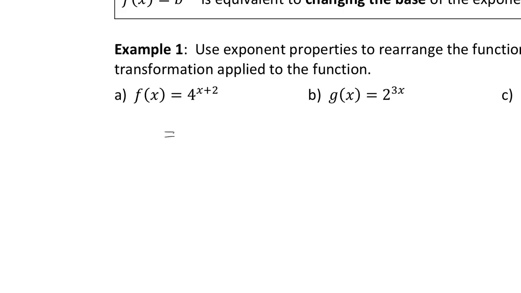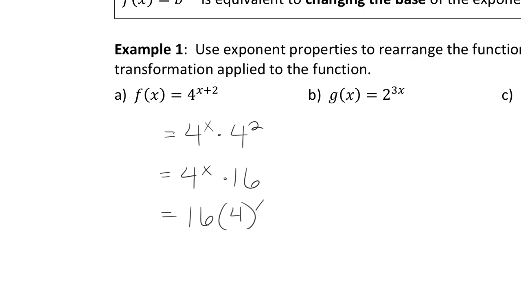So 4 to the x plus 2 can be 4 to the x times 4 to the 2. If we have multiplying, we are adding the exponents. So if we're adding the exponents, we're just multiplying the bases. See how I just kind of pulled them apart like that? Well, now my spidey sense has kicked in here. I have 4 to the second power. What is 4 to the second power? 16. So if I rewrote this in the form I'm used to seeing, this would be 16 times 4 to the x power.